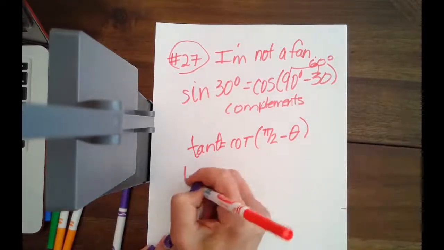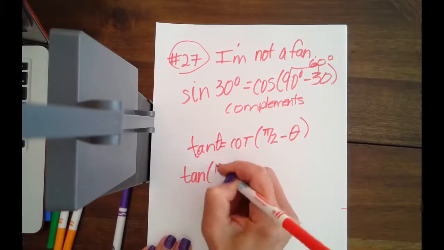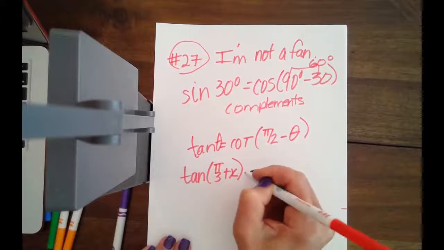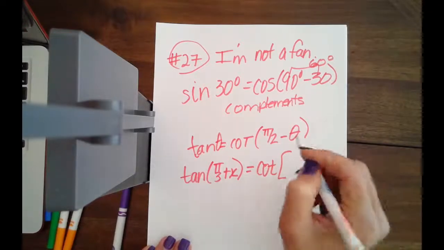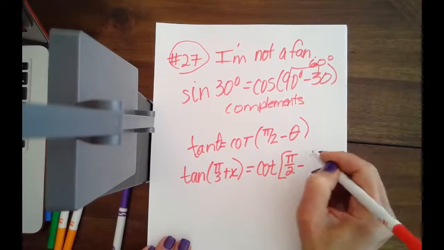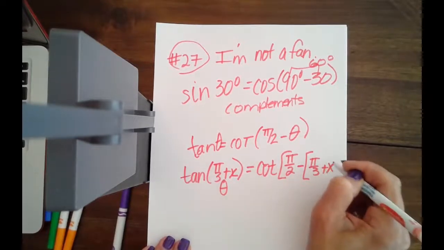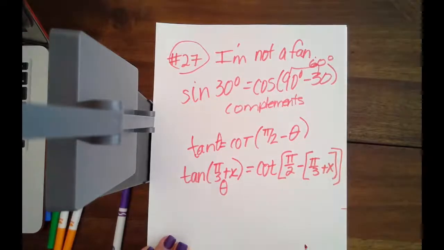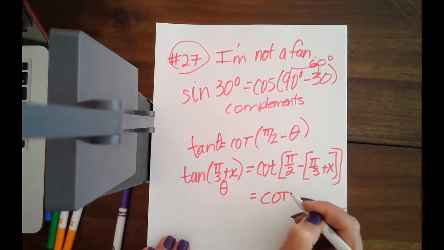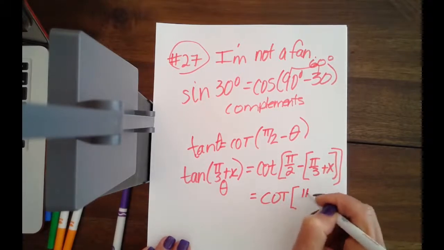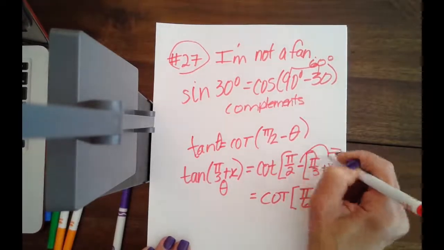So they're going to say, okay, the tangent that they're giving us of pi over 3 plus x is equivalent to cotangent of 90 degrees, which is pi over 2, minus theta. Well, the theta they gave us is pi over 3 plus x. Okay, so then what we have here ends up simplifying to the cotangent of pi over 6 minus x, because obviously we're going to distribute the negative, and that was their answer.